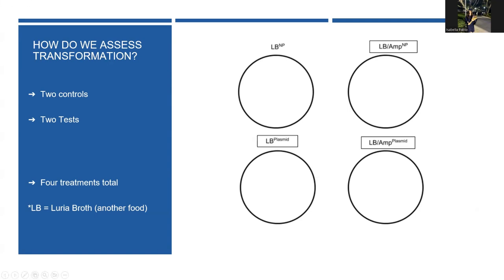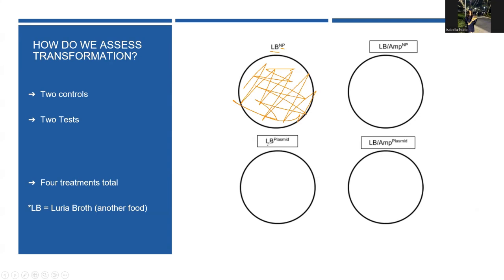All right, so what we're expecting to see is this plate, LB and NP. NP stands for no plasmid. So this plate is just getting regular E. coli. You should see that the E. coli grows all over the plate, no restriction. It's just a plate that has food. Given an E. coli, it grows.